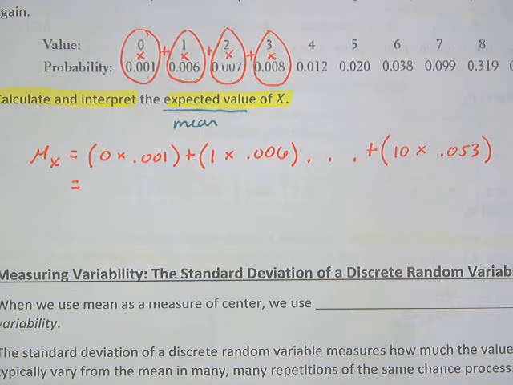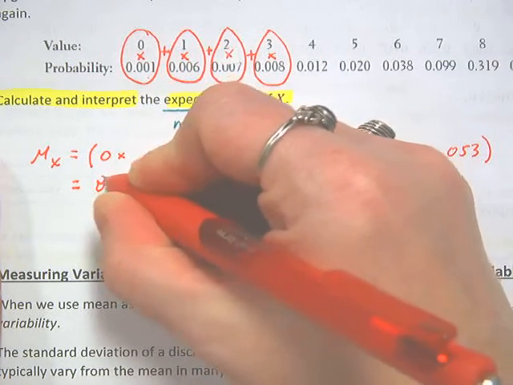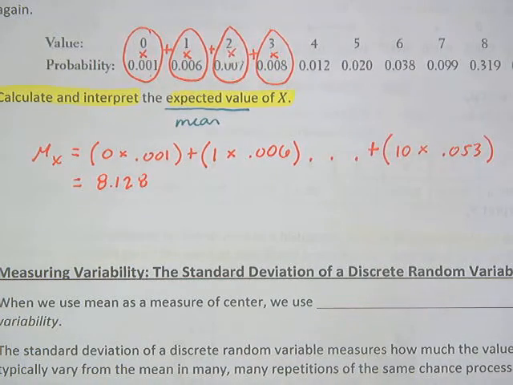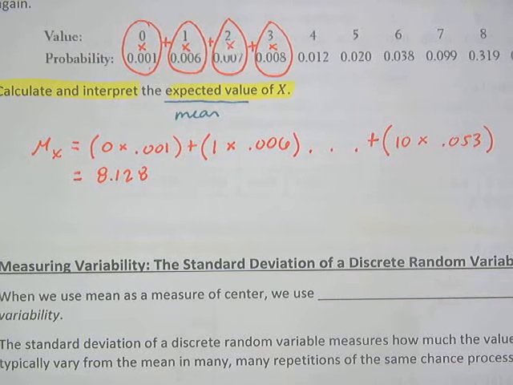Does anybody have it yet and they want to share? 8.128. If you need a couple of seconds to finish up just to verify, that's fine. But if you take all the values, multiply them by their probabilities, and add all of those together, you get an average APGAR score of 8.128. So you are finding the average of a discrete random variable.